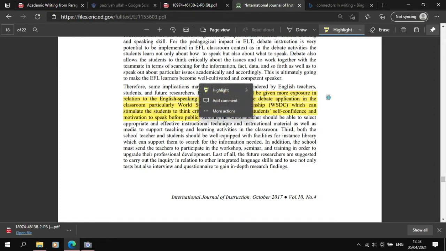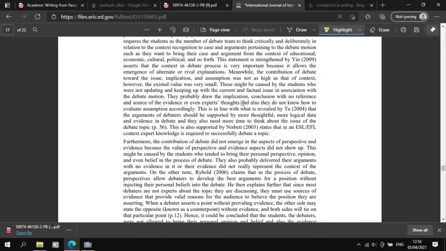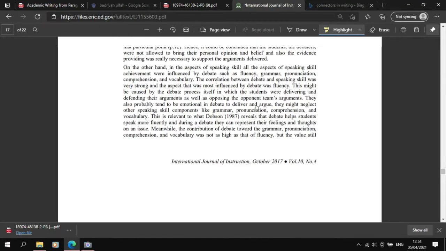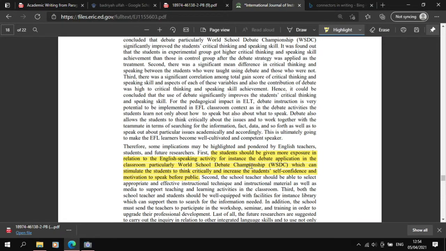So this is actually Mr. Jaya's opinion, right? But this opinion is supported by his counting with this score. How can he say that a debate can make the students increase their self-confidence and motivation to speak before the public, in front of the public, based on that counting? So that's what we call the fact.